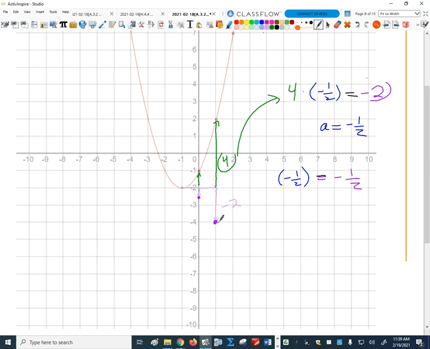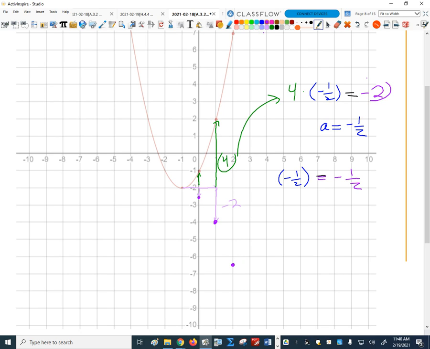And so there's my point, right? Everybody get that? He would go over 3. That's not a very convenient one. Over 3 and up by 9 times -1/2 would be -9/2. That's -4.5, right? Not super convenient. Over 3 down 4.5 would be right there.